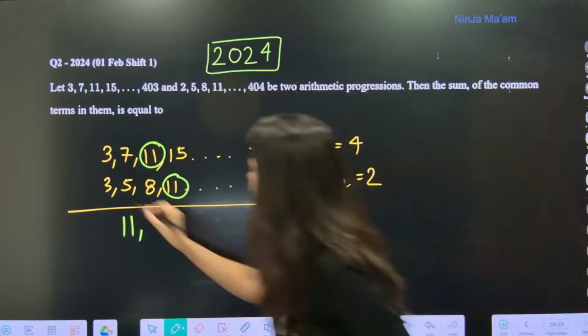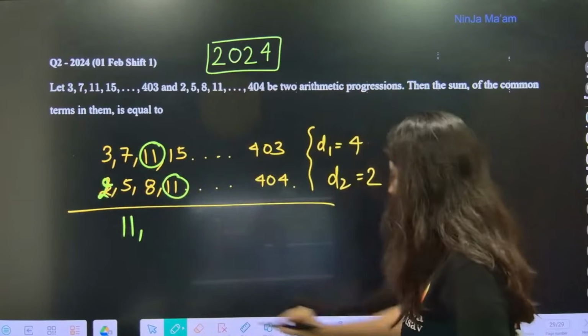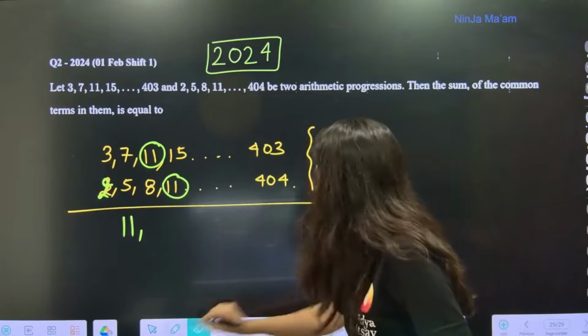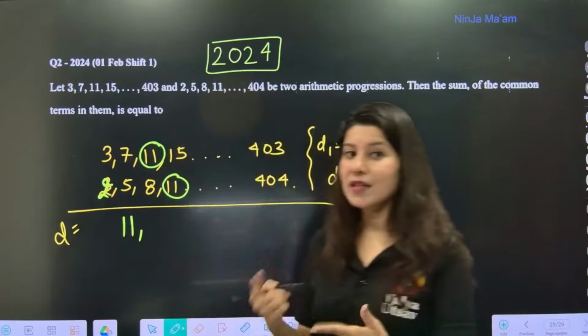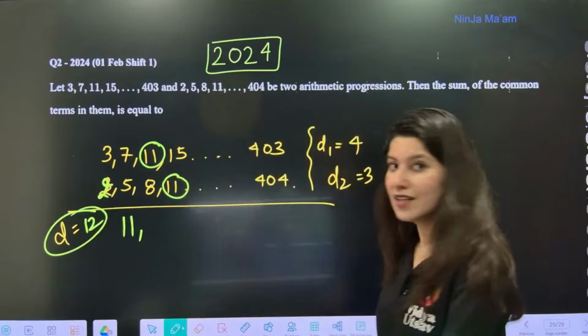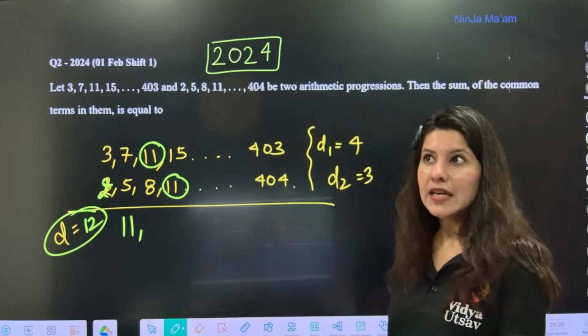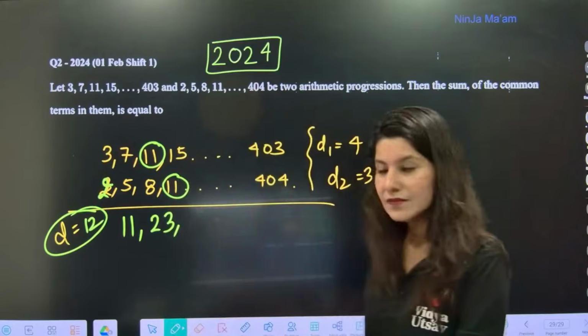No, this is actually 2. So D2 is 3. So basically now the common difference of the newly formed AP will be 12, which is the LCM of 4 and 3, that is 12. Okay, so now 11 is the first term, 11 plus 12 is 23, and so on.